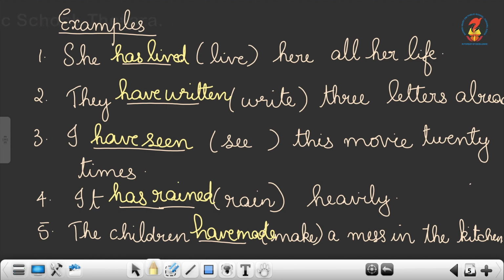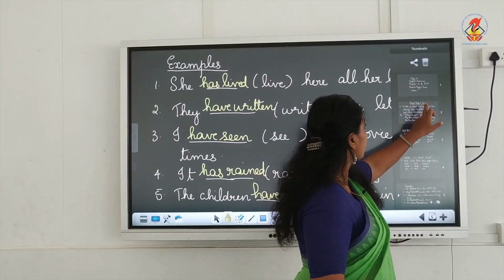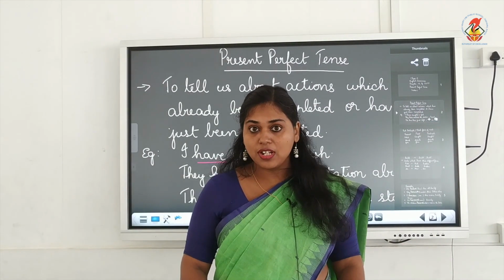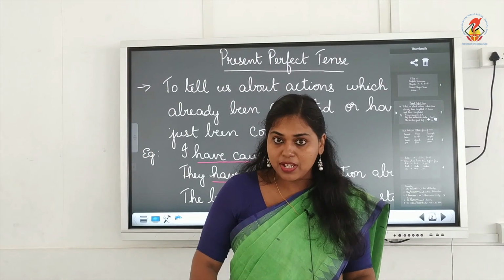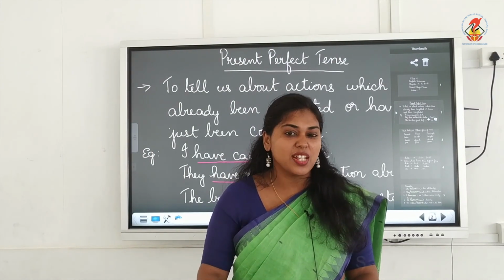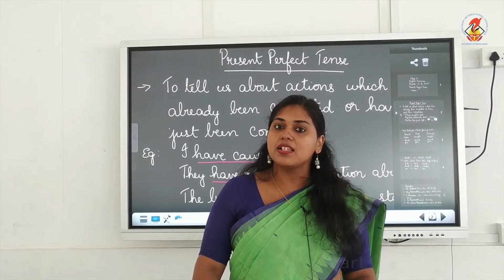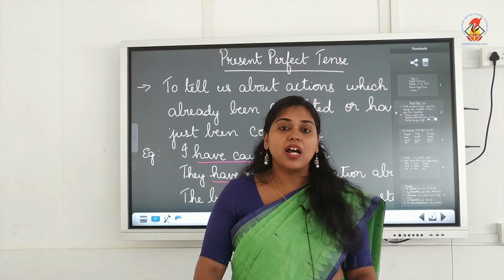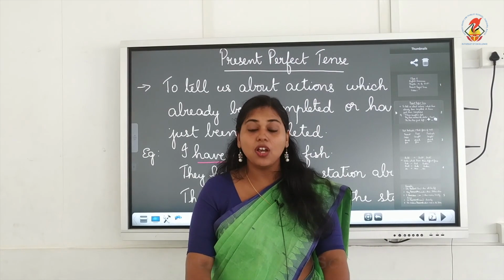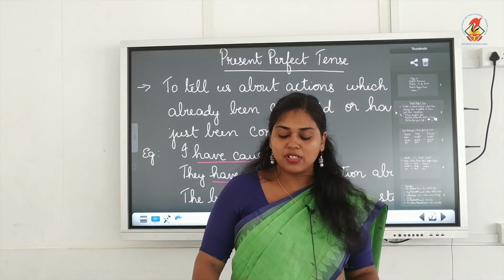So once again I'll tell you, children, present perfect tense is used to denote an action that happened in the present and is just completed. The formula is has or have plus past participle of the verb. Please learn thoroughly all these three forms of verbs. Hope you understood the topic, children. Thank you.